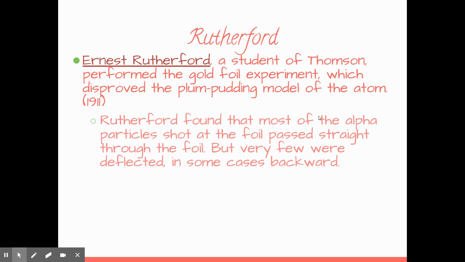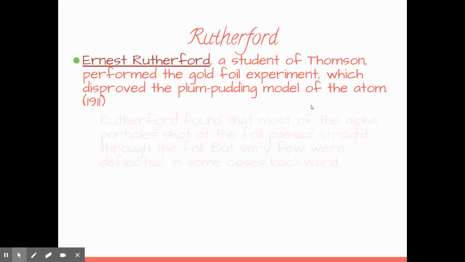But in 1911, he conducted the famous gold foil experiment, where he shot alpha particles, which were a type of radiation, at gold foil, and discovered that the plum pudding model was not correct, that there was some sort of dense region of positive charge within an atom.